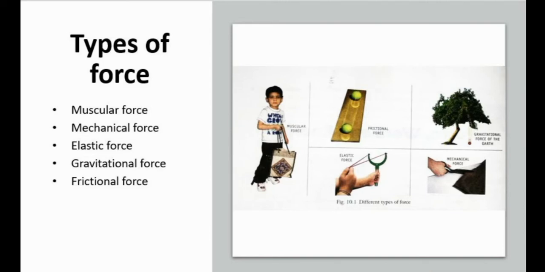Next is the elastic force. Elastic force can be used to move a catapult. Next is the gravitational force. The force by which the earth pulls an object, or by which we are able to walk on the earth, is due to gravitational force. And what is frictional force? A moving body slows down or stops by itself, right? It happens due to the frictional force applied by the surface.